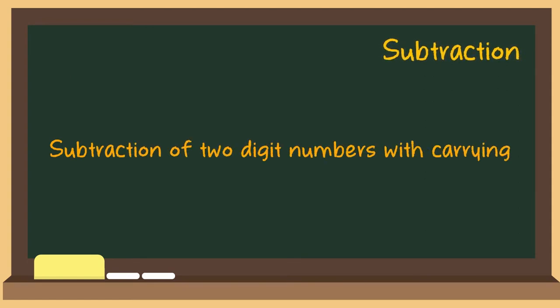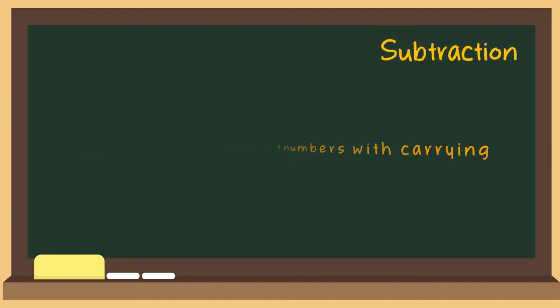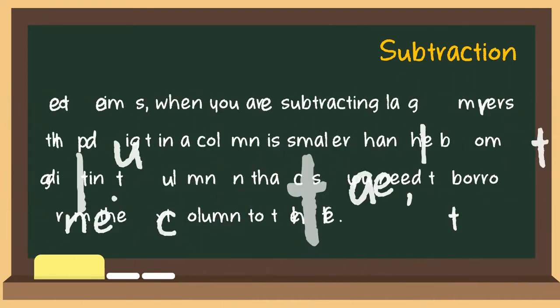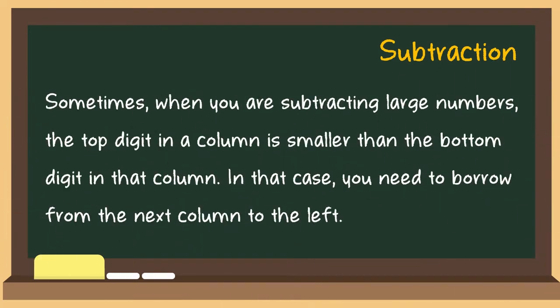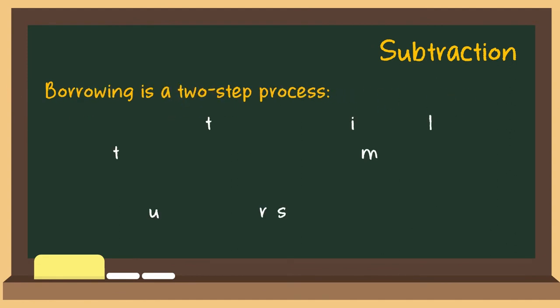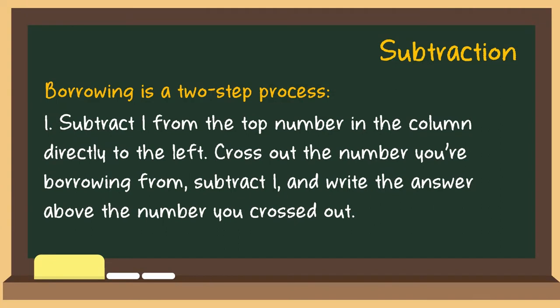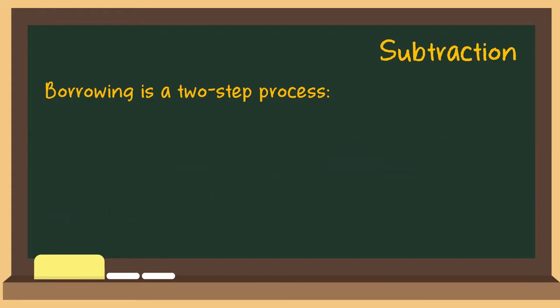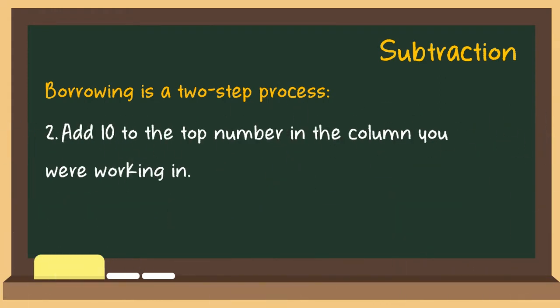Subtraction of two-digit numbers with carrying. Sometimes, when you are subtracting large numbers, the top digit in a column is smaller than the bottom digit in that column. In that case, you need to borrow from the next column to the left. Borrowing is a two-step process. Subtract 1 from the top number in the column directly to the left. Add 10 to the top number in the column you were working in.